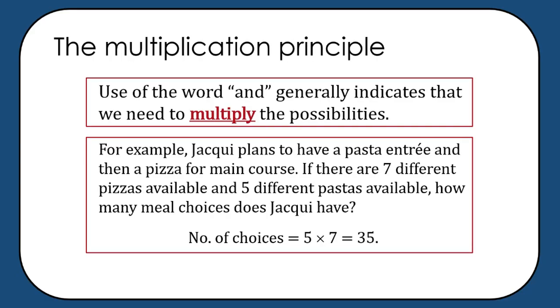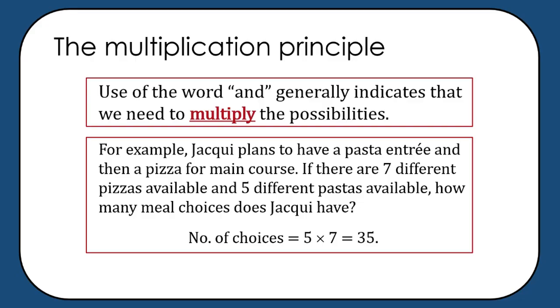Alternatively, the multiplication principle: when you could use the word "and", you're generally going to look to multiply the possibilities. So for example, if Jackie plans to have a pasta entree and then a pizza for main course, and again there are 7 different pizzas and 5 different pastas available, how many meal choices does Jackie have? Because she's going to have both a pizza and a pasta, we multiply together the number of options of pizza and the number of options of pasta to get 35 total choices.